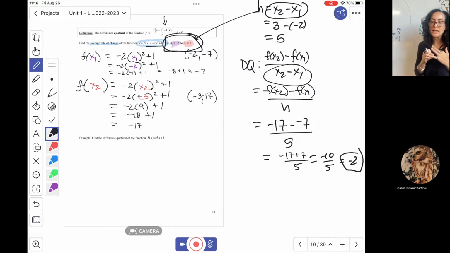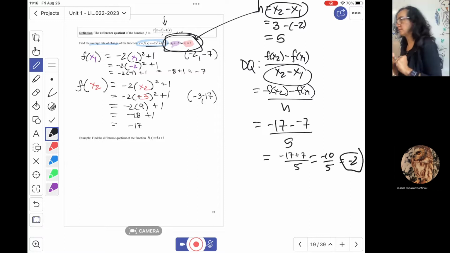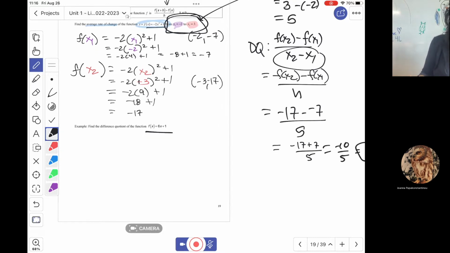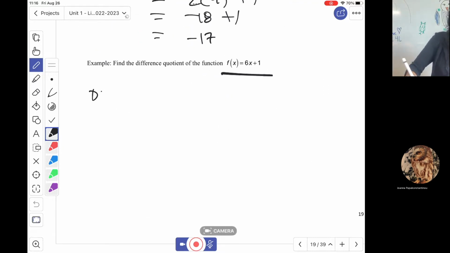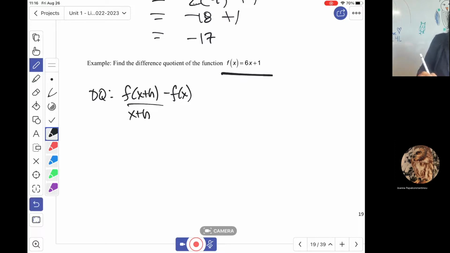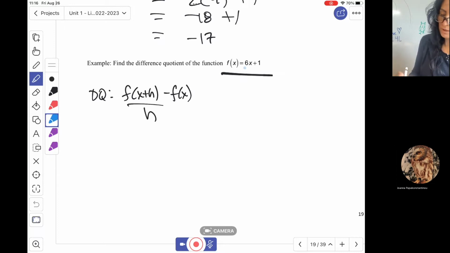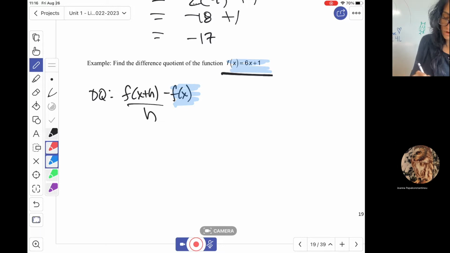Now, what happens in the next example if I don't tell you the 2 points? I have f of x. Well, what else does my difference quotient require? f of x plus h, right? Well, this is just over h. Isn't that my difference quotient? Okay, so I have f of x. That was given to me. That just goes here. But I need f of x plus h.